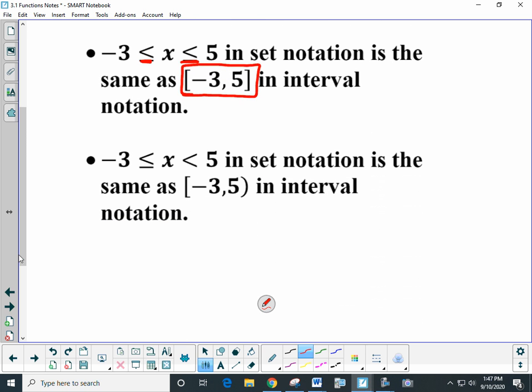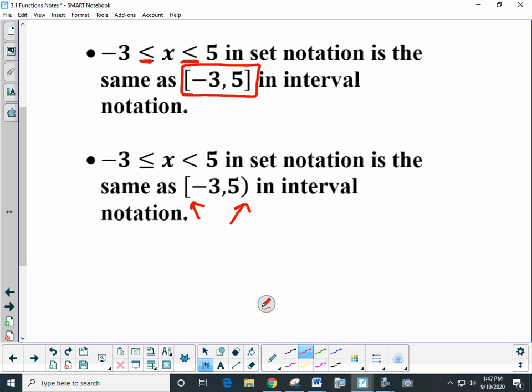This third bullet shows an example of mixed parentheses and brackets. In this case, the left endpoint -3 is included and the right endpoint 5 is not included. So that's why I have a bracket on the left and a parenthesis on the right.